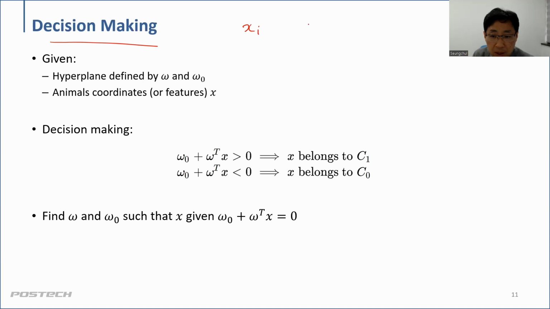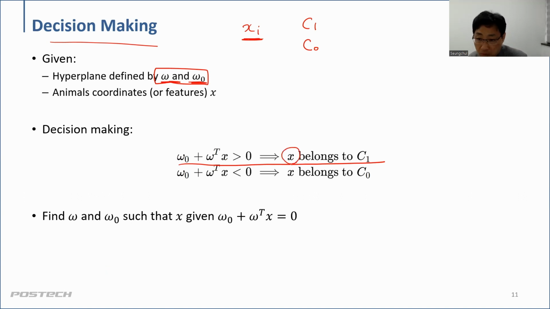We have X says, given data points, we know whether it belongs to C1 or C naught. That means we want to find the omega naught and omegas to satisfy that all data points that belong to C of 1 should be positive. All the other class should be negative.